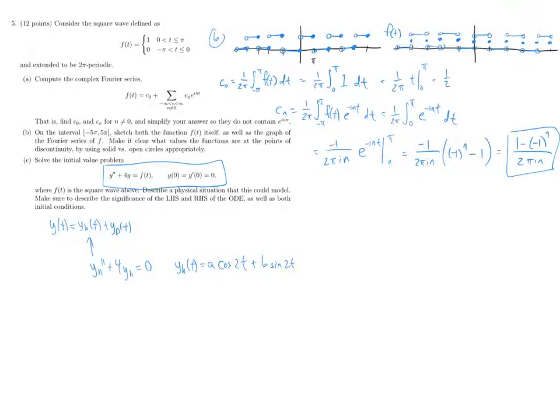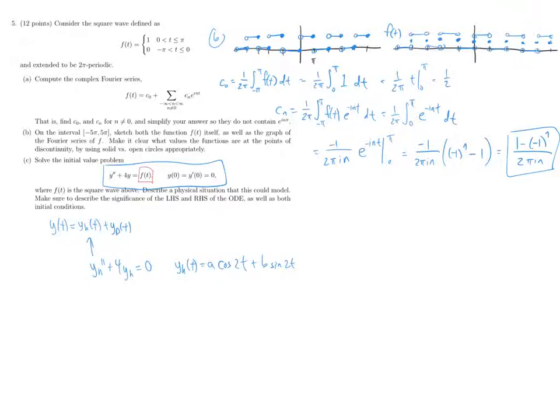So some of you left it as c1 e to the negative 2it plus c2 e to the positive 2it. I didn't take off for that, but it's much better just to do sines and cosines. Okay, so for your particular solution, we have to assume that the solution has the same form as the right-hand side, like we did in lecture there.